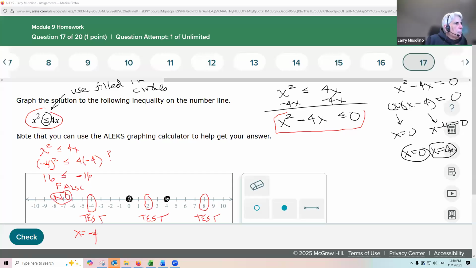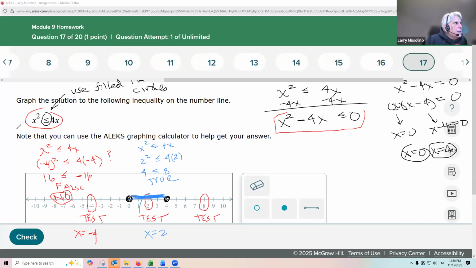All right, let me go to this middle interval. We're using the test point x equals 2 here. So x squared less than or equal to 4x. I'm going to plug in 2 squared. Is that less than or equal to 4 times 2? That's 4 less than or equal to 8. That's true. That means this interval should be included, so I'm going to highlight.